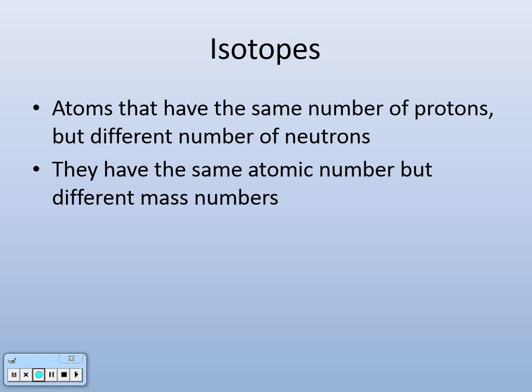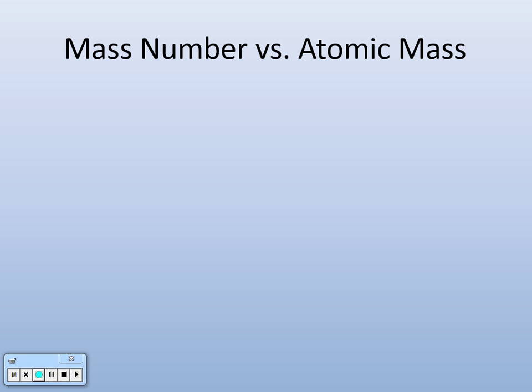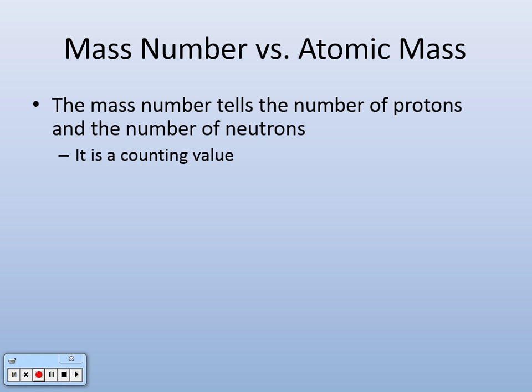Okay? That is none of the things that we have talked about before. We have talked about mass number, but we have not talked about atomic mass. So that is where we go today. Mass number versus atomic mass. Like we said, mass number tells us the number of protons plus the number of neutrons. The mass number is always going to be an integer value. It will always be a whole number because we are basically counting. You're counting the number of protons plus the number of neutrons.